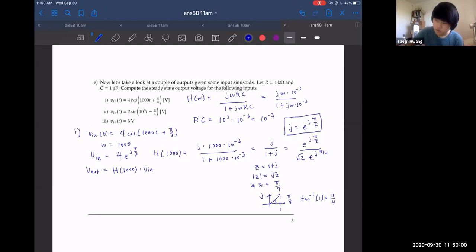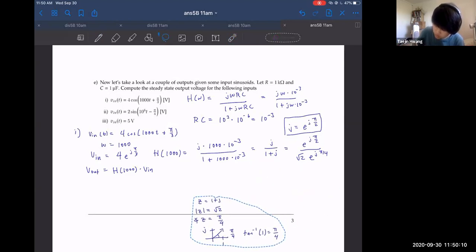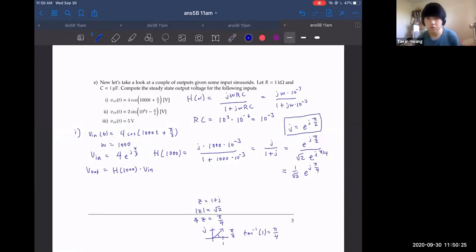And then to divide two complex numbers in polar form, we just divide their magnitudes and subtract their phases. So this is going to be equal to 1 over square root of 2 e to the j, and we're going to subtract pi over 2 and pi over 4. So 1 over square root of 2 e to the j pi over 4.